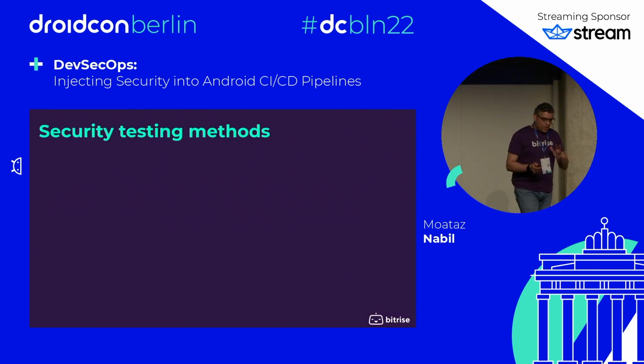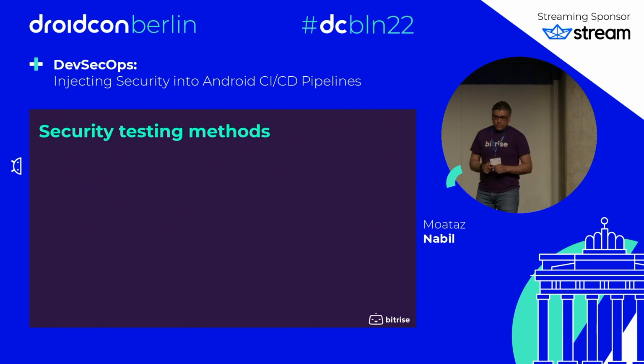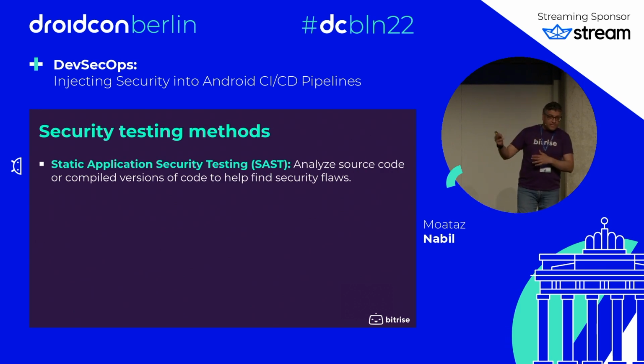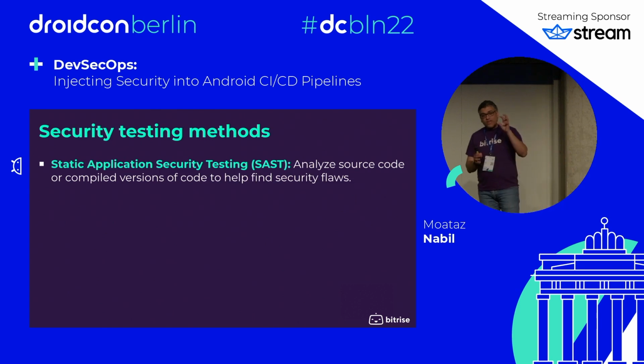Now, what types of testing methods do we have for security? We have static security testing, which is SAST. It analyzes the source code without building the application. It goes to the source code and scans it, and maybe it can find any vulnerability or other problem related to the code itself.